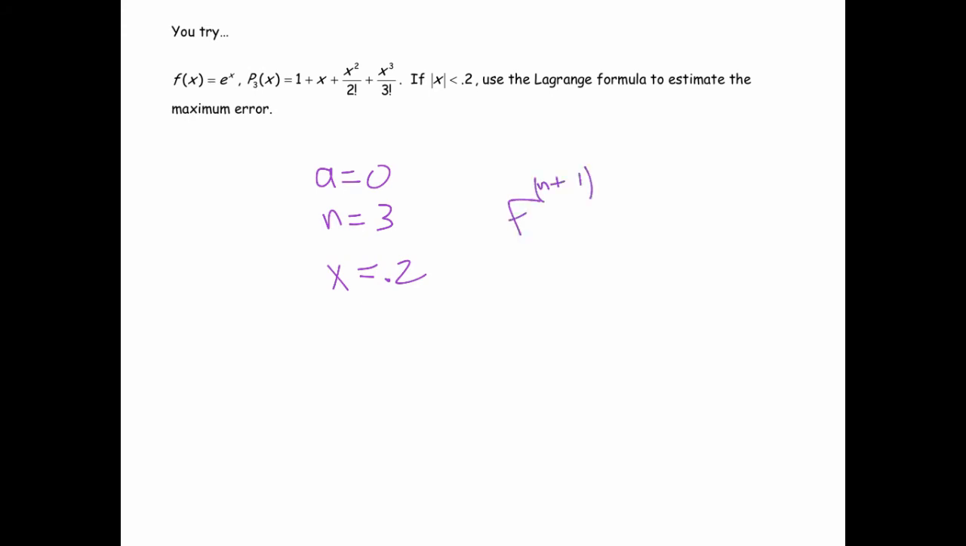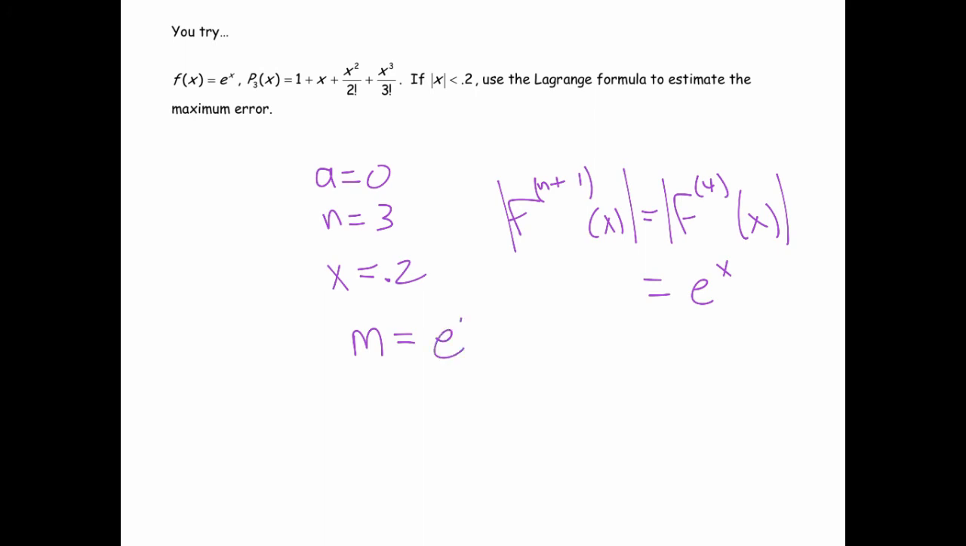And fortunately, the n plus first derivative of x, which would be in this case the fourth derivative, is just equal to e to the x. That's what we like about e, it's its own derivative. So on that interval, that is never going to be greater than, e to the x is an increasing function, so we're going to use M equal to e to the 0.2, because on that right-hand interval, that's the biggest e to the x could be.